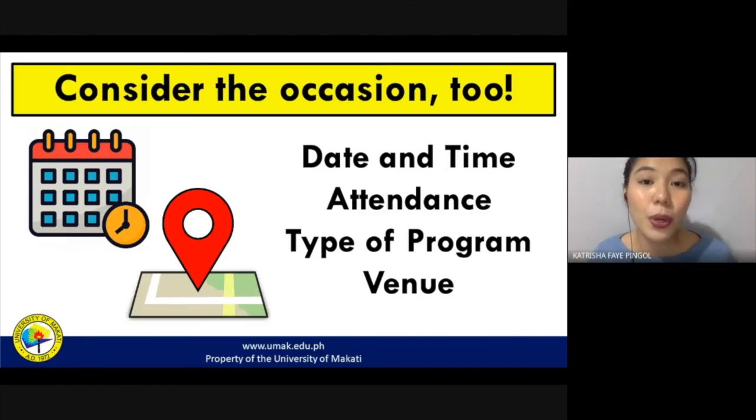Another thing is, of course, the venue. The size of the venue would often affect the number of attendees. So for example, if it's a large venue, a lot of people are expected to attend that event or occasion. If it's a small venue, then obviously it's only gonna fit few people. So knowing the occasion, the date, the time, the attendance, the type of program, and the venue would also again help you determine the approach that you are gonna be using when you deliver the speech already.